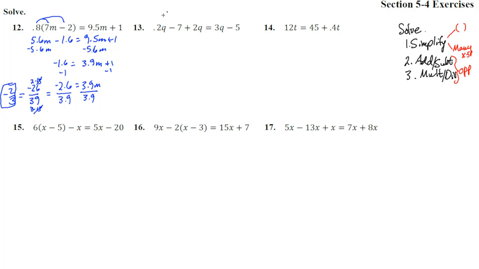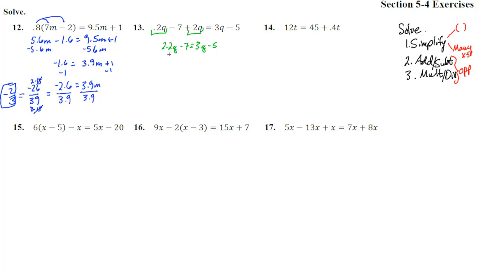Excellent. Number 13. Okay, 0.2q minus 7 plus 2q equals 3q minus 5. Let's simplify it. Do we have any parentheses? No. Do we have many q's? We do. These are on the same side, so we don't subtract anything. We just combine them together. So we have 2.2q minus 7 equals 3q minus 5.